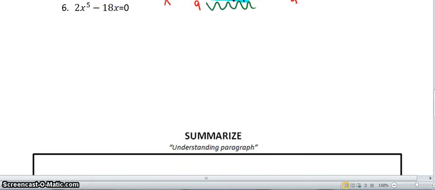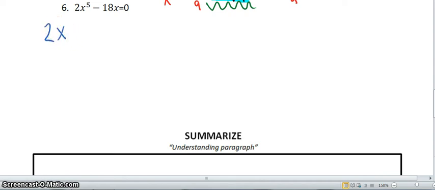Last problem. So we're going to go through and factor this before we can actually solve it. So the first thing you should be asking yourself every single problem you do is, what do 2x to the 5th and negative 18x have in common that I could factor out? In other words, do I have a GCF? If so, what is it? In this case, you can certainly pull out a 2 since 18 and 2 are divisible by 2. You can also pull out 1x.